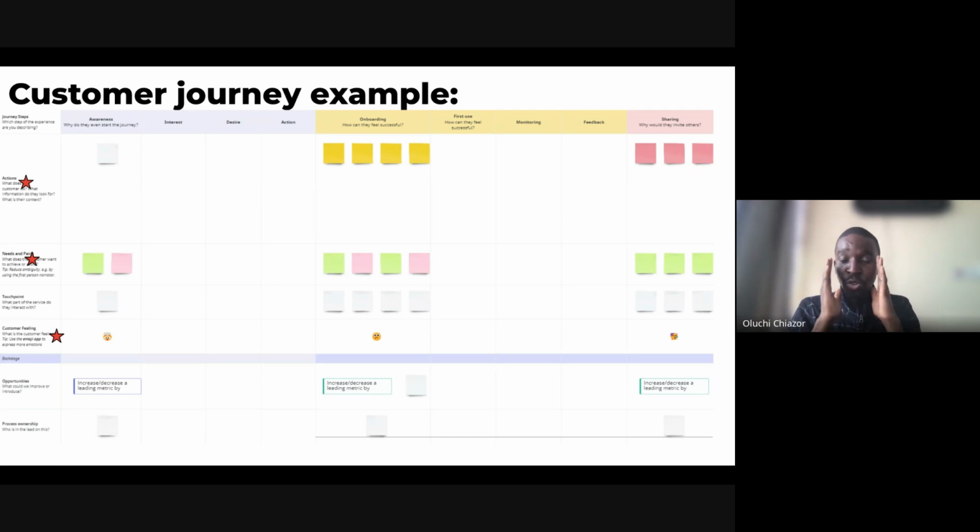For problem validation, you are only asking to validate the problem. You're pretending as though you don't know the solution. You don't know that line there that says opportunities. You should never bias yourself or bias your audience with solutions. Let me give you an example of how this works.